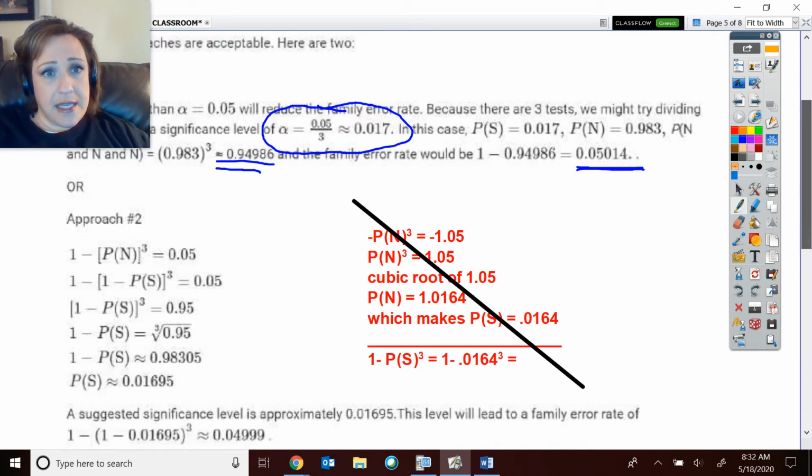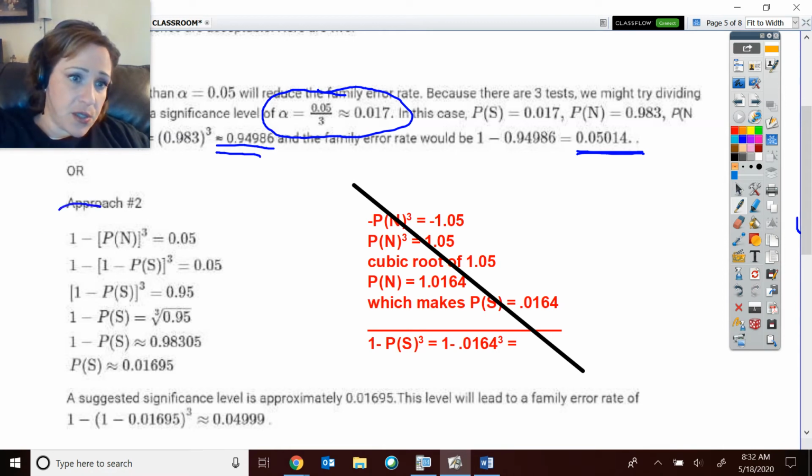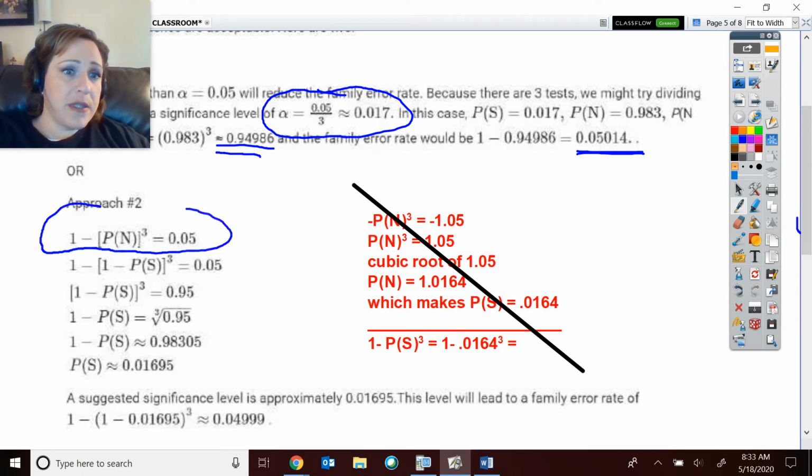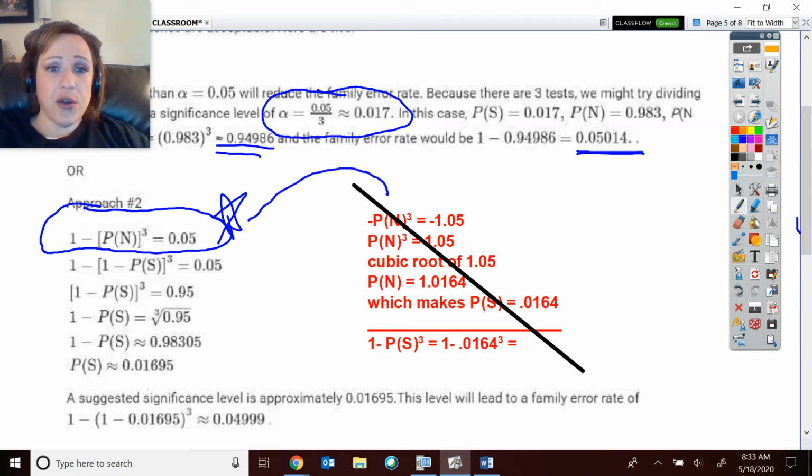The way I was thinking of it was, my gut reaction was to set it up this way: 1 minus the probability of none, cubed, is 0.05. So that was the way that I thought about it. Okay, instead of being 0.14, we went and set it at 0.05, set it where your boundary is. But then I took it to here, which wasn't correct mathematically.